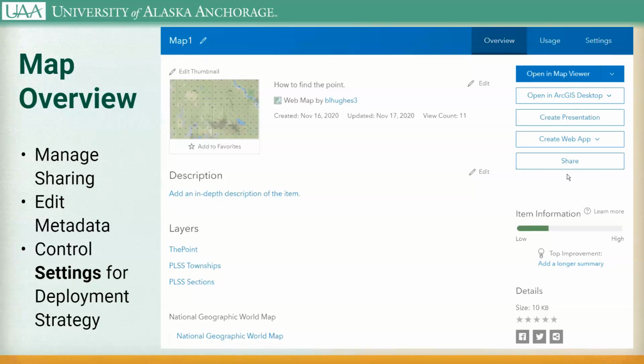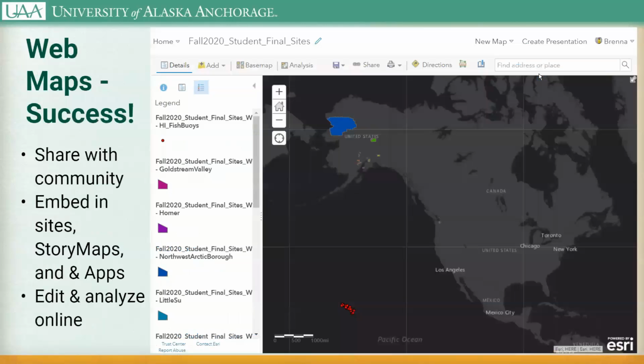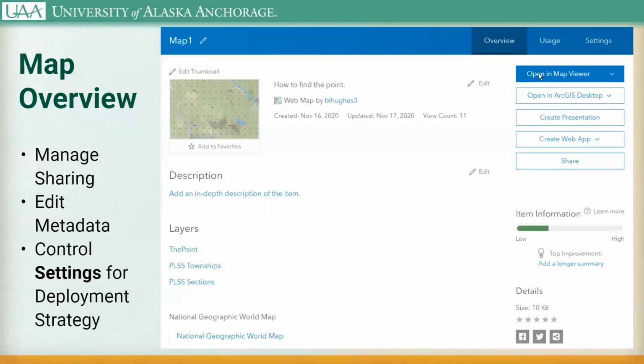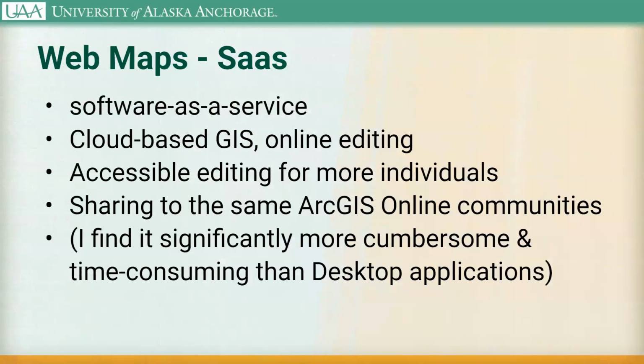And then of course, there's a couple of handy built-in bars here. So this is how I would get back to that previous map view, is to open it in a map viewer, or if I want to open it in a desktop environment, I can do it right from the web page.